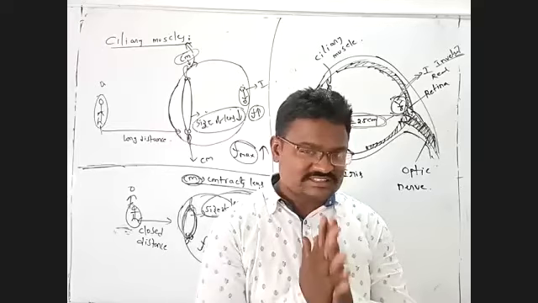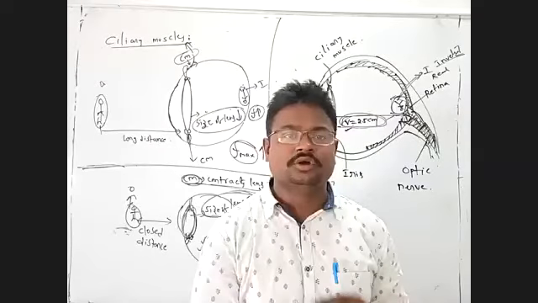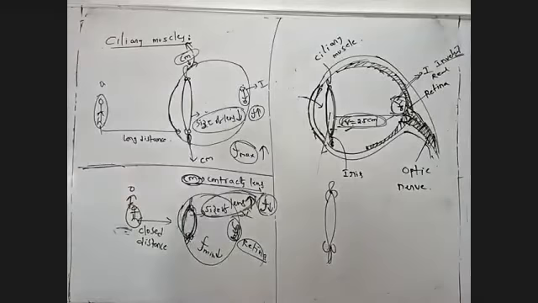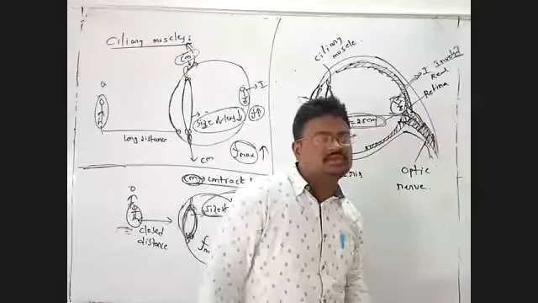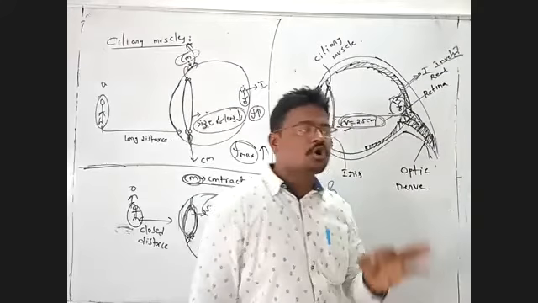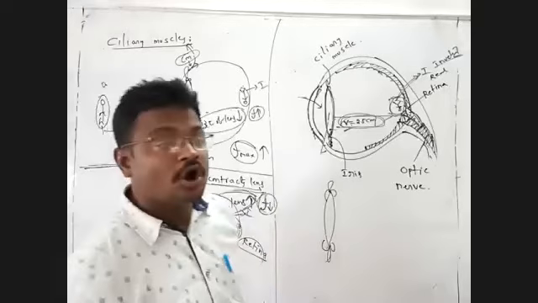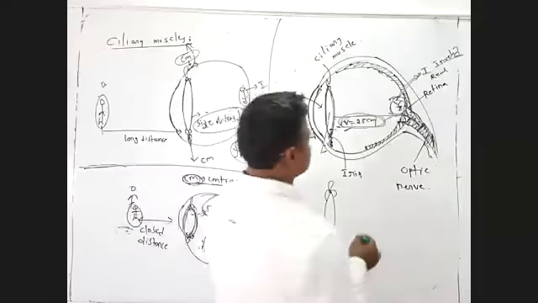So the focal length of the eye lens has a limit, a maximum limit and a lower limit. That's the idea. This is the retina. The retina has cones and rods. Cones identify the colors, and rods identify the intensity of the light.